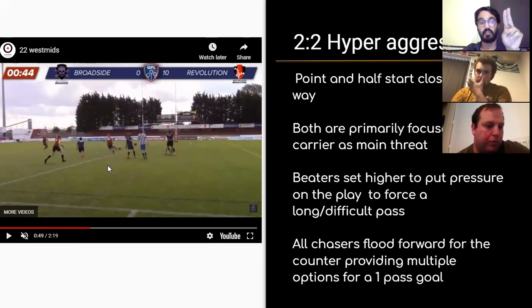They've gone, we're going to 2 up on this one chaser, and the beater is going to push and cover any other pass that can be made. Okay, because they're looking to force a turnover way more aggressively. Okay, this one's trying to force a mistake.